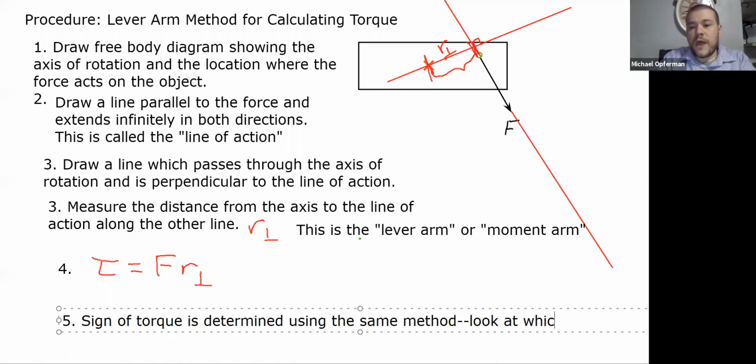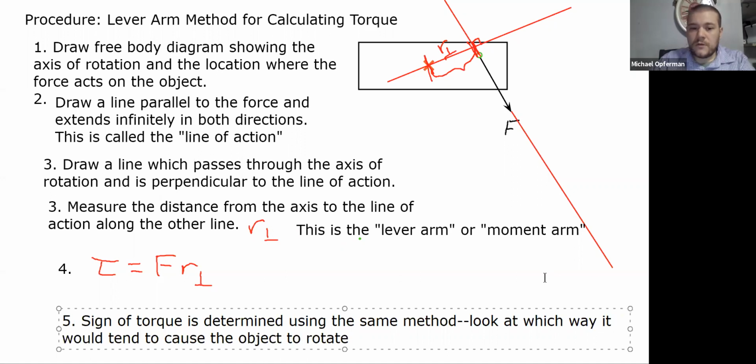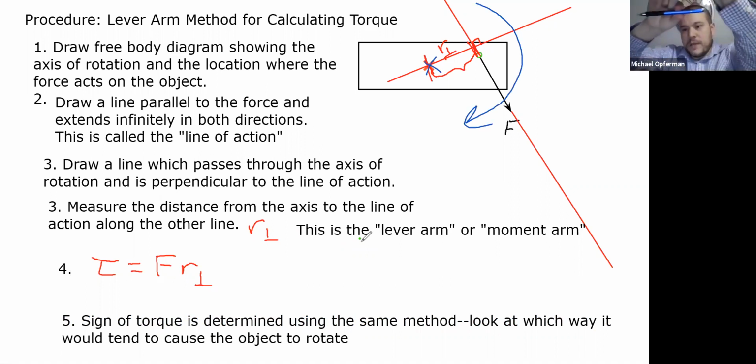Look at which way it would tend to cause the object to rotate about the given axis of rotation. So in other words, the force vector shown here, the axis is here, so it would cause a rotation clockwise in this case. You know, if you exerted a force like this, it causes a rotation in that direction. So that would be negative in this case.